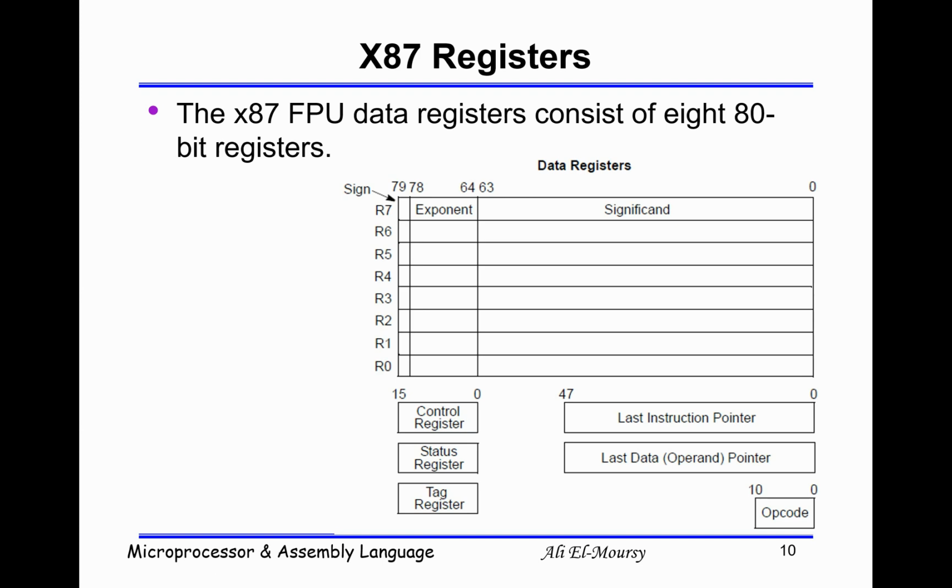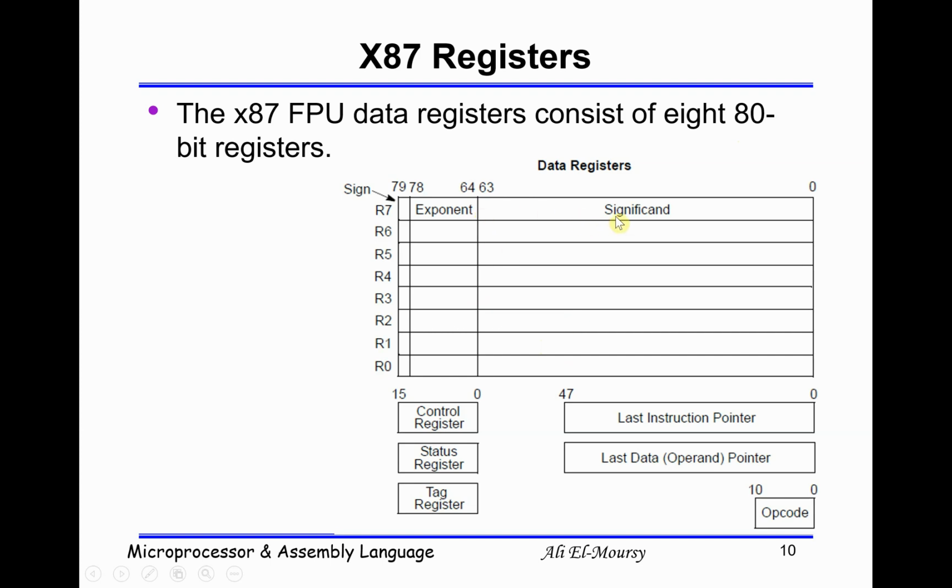Most important in our discussion of the x87 are the data registers. The data registers here have a width of 80 bits. As we know, the x86 registers are, most of them or all of them, 16 bits, while for the x87 we have here 80 bits. So you can perform operations with 80-bit registers in that coprocessor.